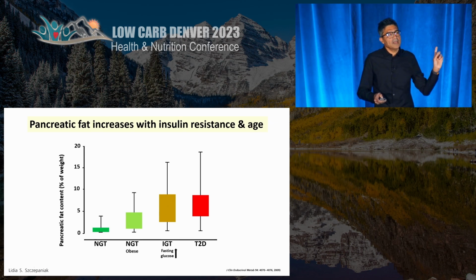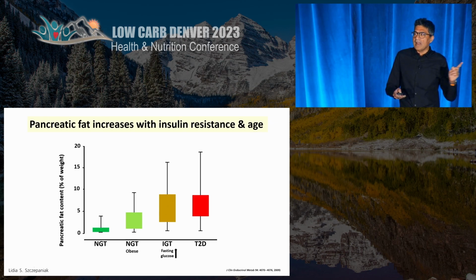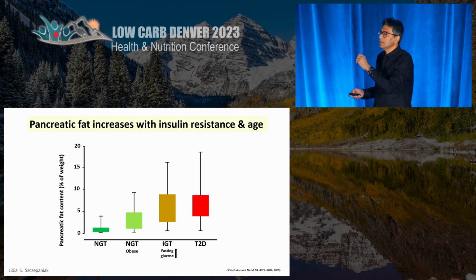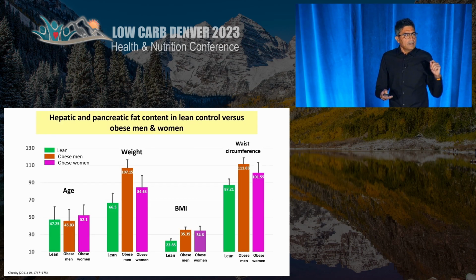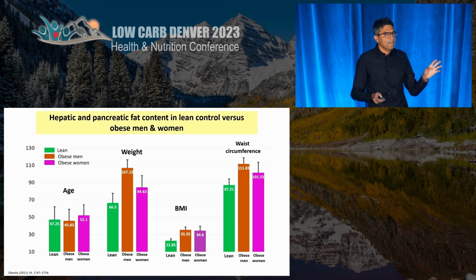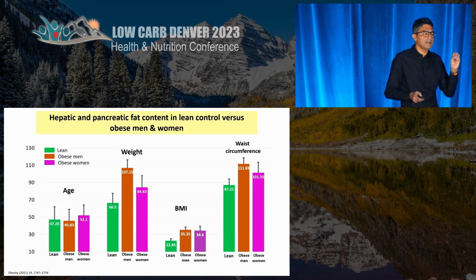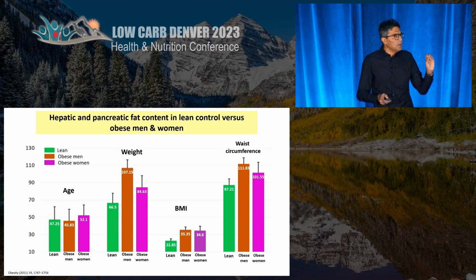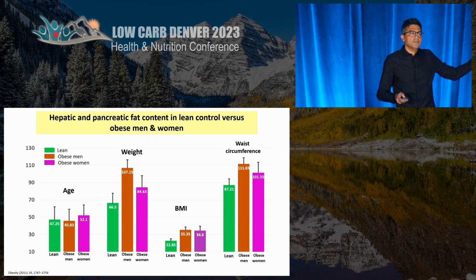Now, Lydia Shishipank has shown that as you progress from normal to obesity to prediabetes and type 2 diabetes, the amount of fat in your pancreas goes up. So here is a study that has looked at obese men and women and compared them to lean controls. You can see that the body mass index of obese men and women is similar. They are higher than the lean controls.